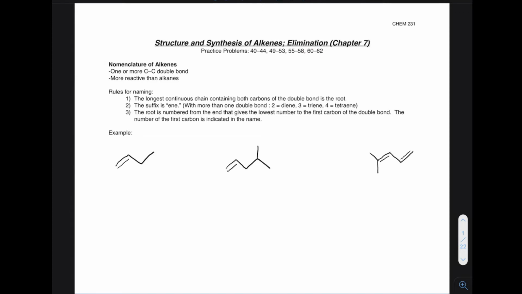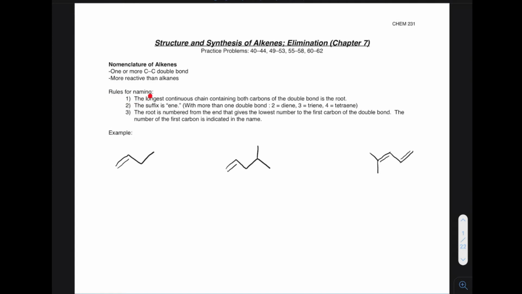So firstly, alkenes are different from alkanes because alkenes are carbon-carbon double bonds, while alkanes are carbon-carbon single bonds. In general, and we'll see this a bit later, alkenes are more reactive than alkanes due to those unhybridized p orbitals that they have.